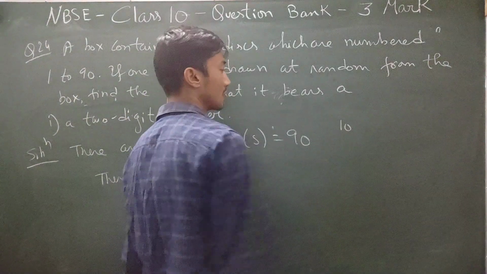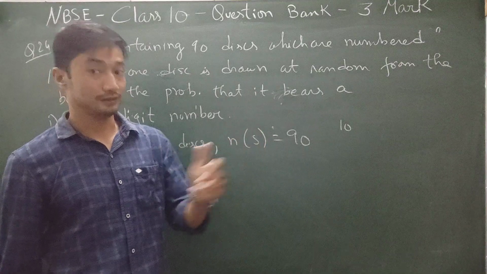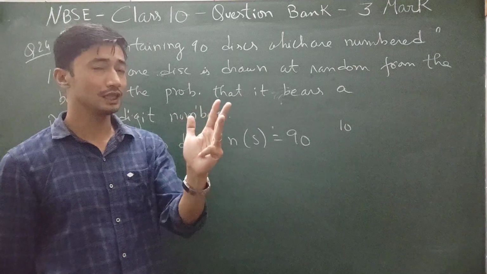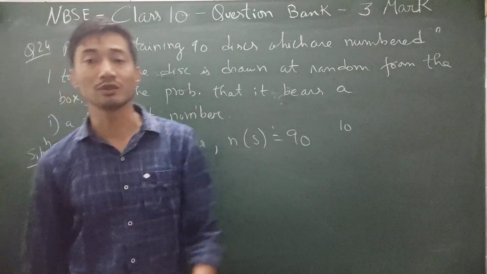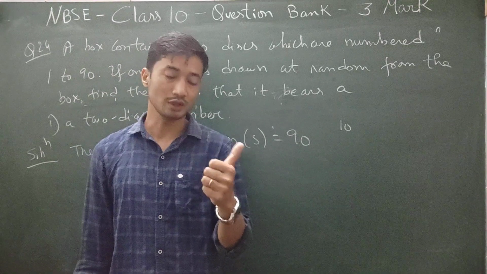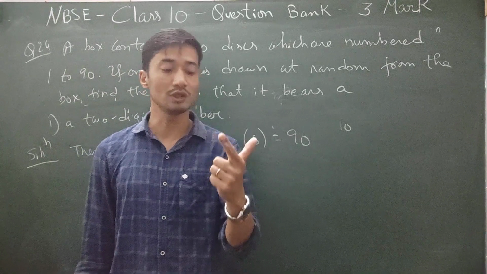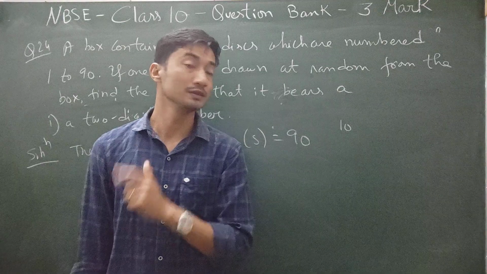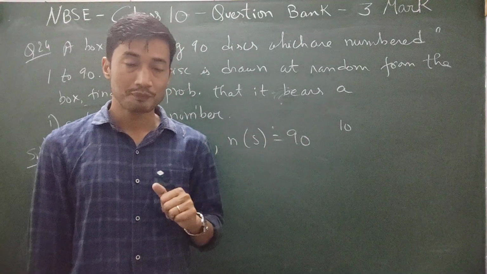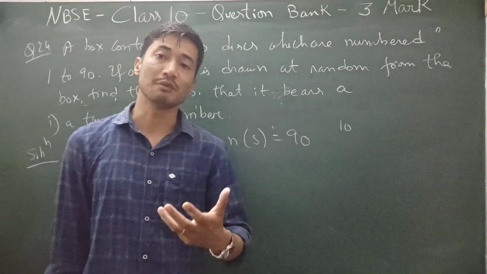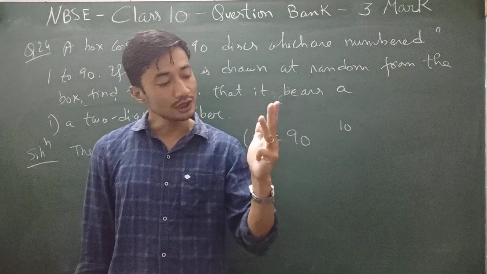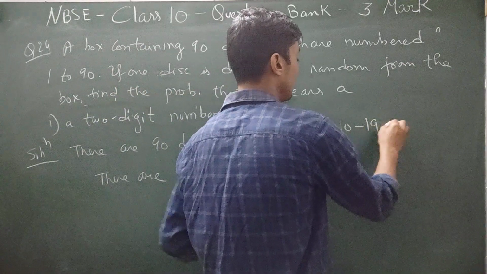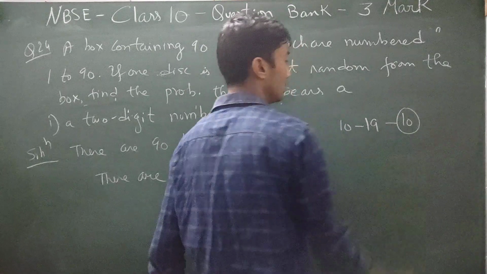It starts from 10. 10, 11, 12, 13, 14, 15, 16, 17, 18, 19. Most of the students count 10, 20, no? 10 to 20, 20 to 30, 30 to 40, 40 to 50, 60, 70, 80, 90. How many? 80. Count again. We start from 10 because 10 is also a 2-digit number, isn't it? Not up to 20. That means 10 to 19. We have 10 2-digit numbers.